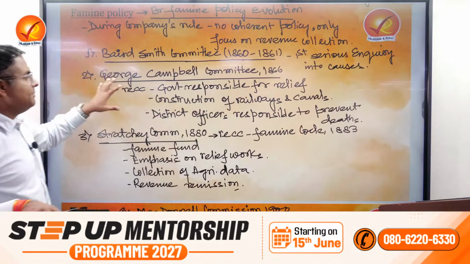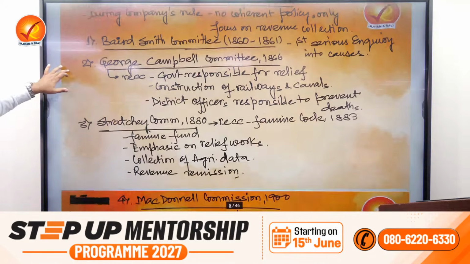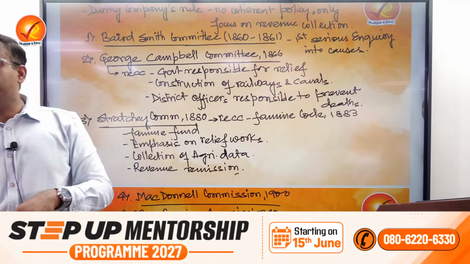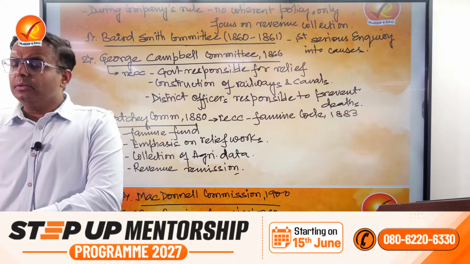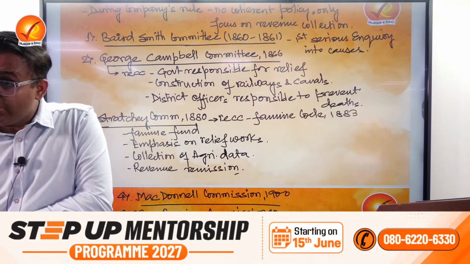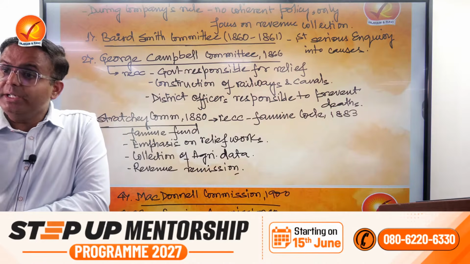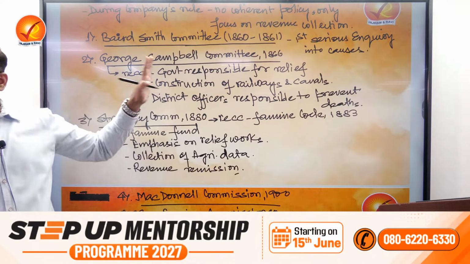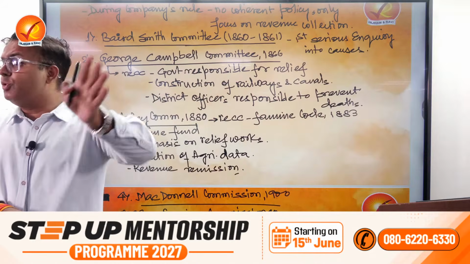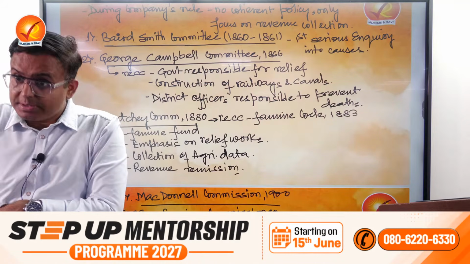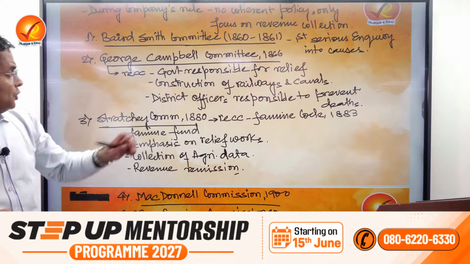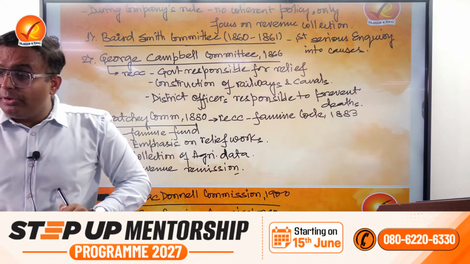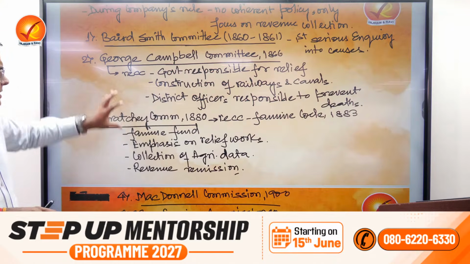The second, which comes in 1866, where for the first time the George Campbell Committee shifted the responsibility onto the government, that it is not charity, it is your responsibility. Government is responsible for famine relief, and we must construct railways and canals for speedy disposal and distribution of subsidized food and grain. And they also put the onus on the district officers to prevent famine-related death. So first time we see this.